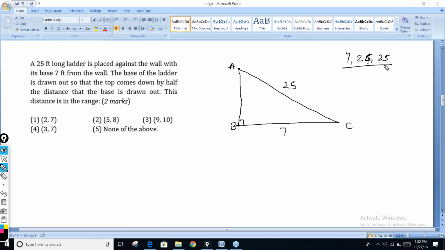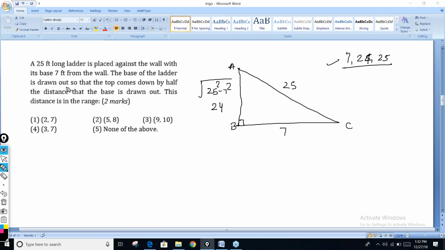And if you do not remember the triplet, you can solve it by 25 square minus 7 square and root of that. So that is 625 minus 49, 576, and root of 576 is 24. Otherwise, I think you should know the triplet 7, 24, 25. So that is the case right now.